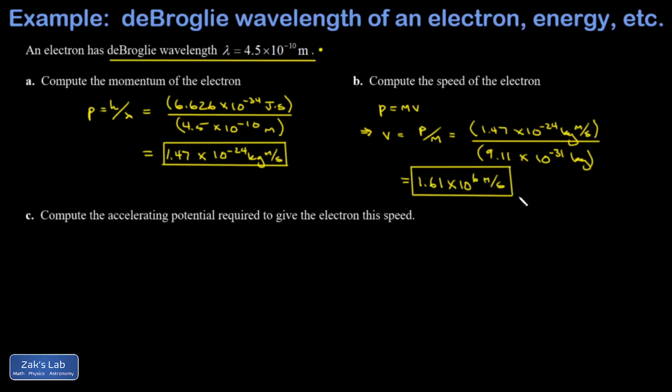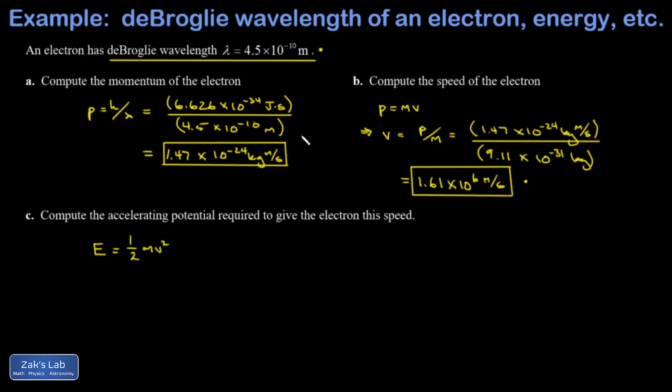Remember, the speed of light is 3 times 10 to the 8th meters per second. So this is less than 1% of the speed of light, and I don't have to worry about relativity. In part C, I want to find the accelerating potential required to give the electron this speed. And probably the easiest way to do this is to just find the kinetic energy of this electron and express it in electron volts. And then I know how many volts I need the electron to pass through to have that much energy. Now, of course, I could just plug into 1/2 mv squared because I already computed v.